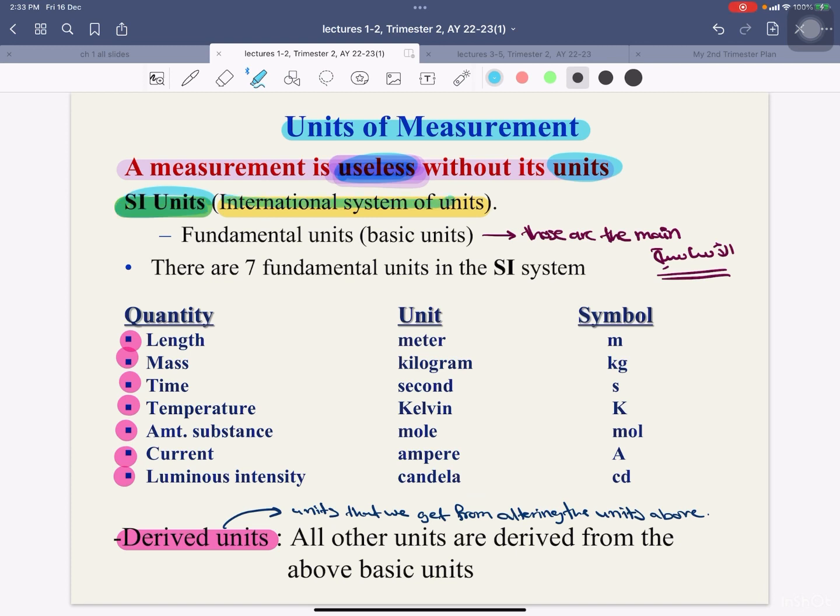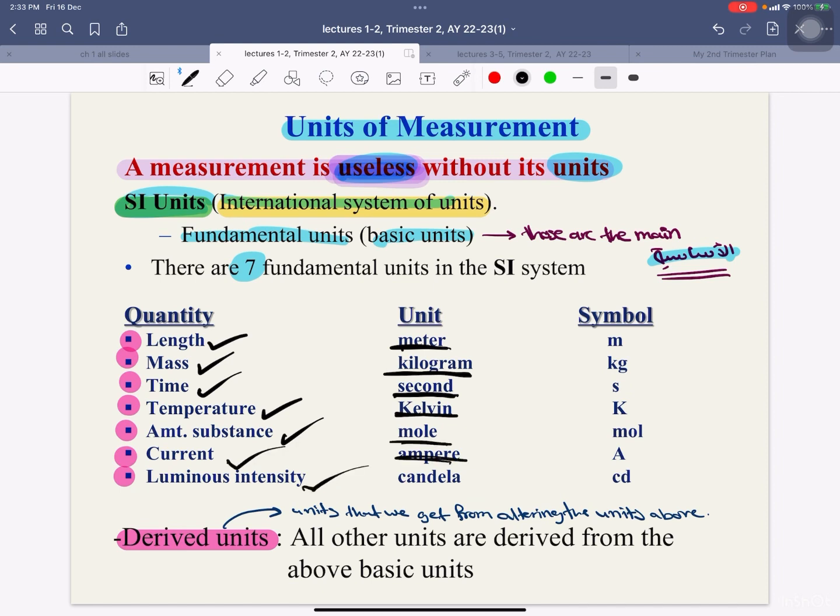The SI units are called the fundamental units. They're the basic units. There are 7 fundamental SI units. Units of length in meter, units of mass in kilograms, units of time in second, units of temperature in Kelvin, not Celsius, not Fahrenheit, as a unit of temperature Kelvin, amount of substance in mole, current in ampere, and luminous intensity in candela.